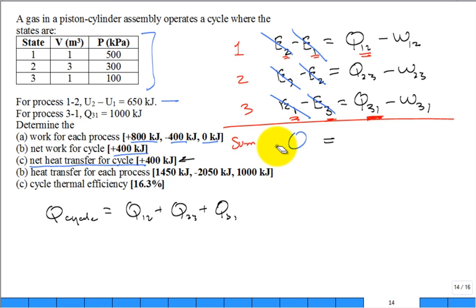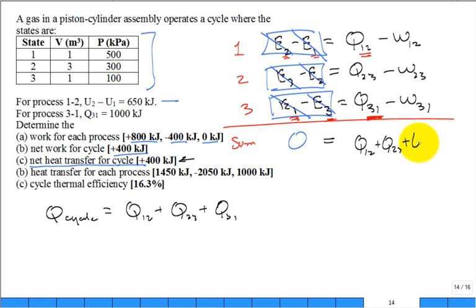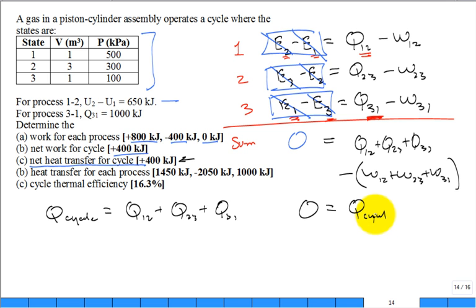It may go up a little bit for the first process, may go down for the second process, may do something on the third process, but the sum of them all is 0. Okay. What about over here? Well, that's going to be the sum Q1 to 2 plus Q2 to 3 plus Q3 to 1, then minus W1 to 2 plus W2 to 3 plus W3 to 1. And now 0 is equal to Q of the cycle, the sum of all the Q's over all the processes in the cycle, minus W of the cycle.